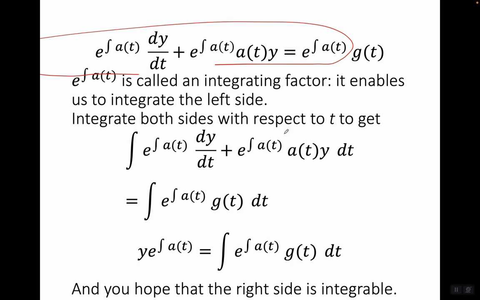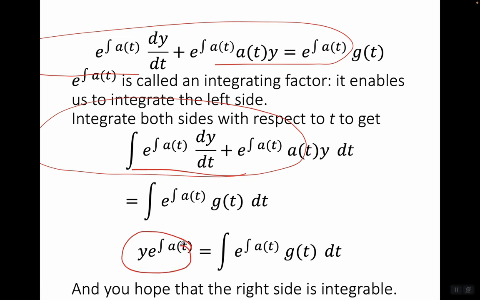We integrate both sides with respect to t, and we get the integral of this left side, kind of hairy, equals the integral of the right side. And all of that on the left is just y e to the integral a of t, because I told you a moment ago that this hairy expression is the derivative of y e to the integral a of t. So when we integrate it, we just get y e to the integral a of t. On the right side, you just hope you can integrate that. You probably can, because these textbook problems tend to be artificial.